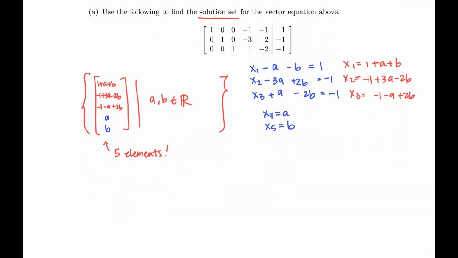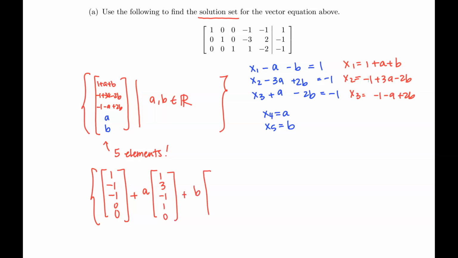At the time we learned LE4, we didn't have all of these, but we could go ahead and write this as 1, negative 1, 0, 0, plus A times 1, 3, negative 1, 1, 0, and plus B times 1, negative 2, 2, 0, 1 for any A and B within R. This is a cool fact.